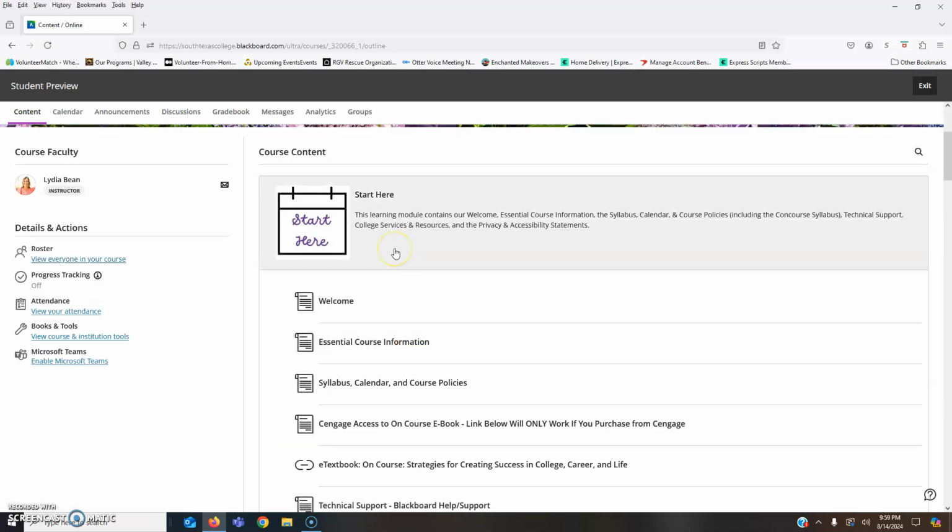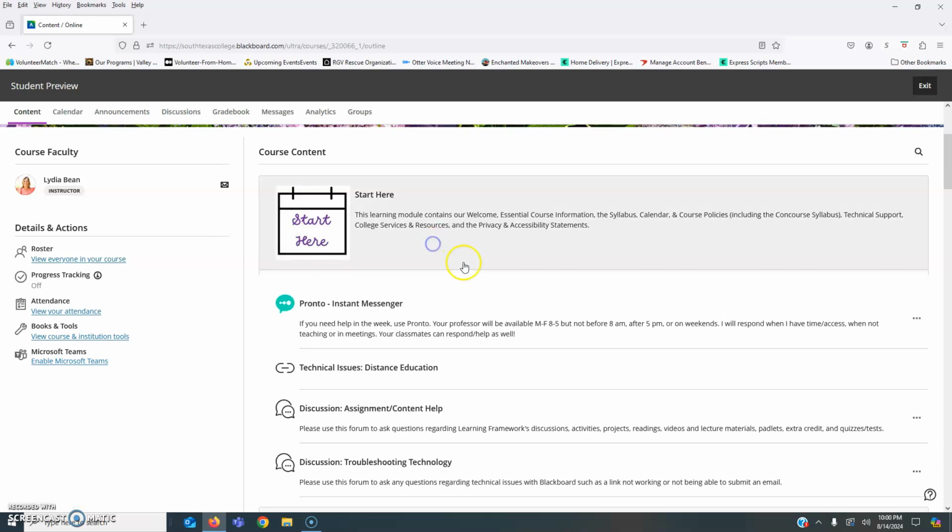So as you look at the Start Here folder, it is always going to be available to you. It never closes the entire semester. So do spend some time and energy this first week of classes. But again, you always have it accessible. So if you ever forget anything, you can go into this folder again. But please remember, the most important information is the syllabus, calendar, course policies, and also those guidelines and expectations that are available in the Essential Course Information folder.